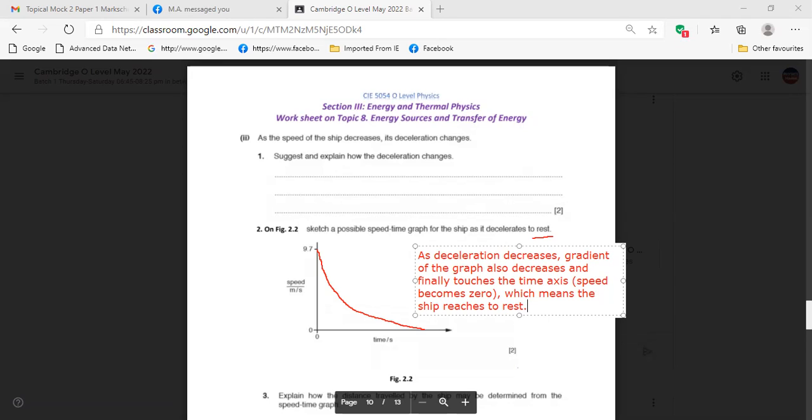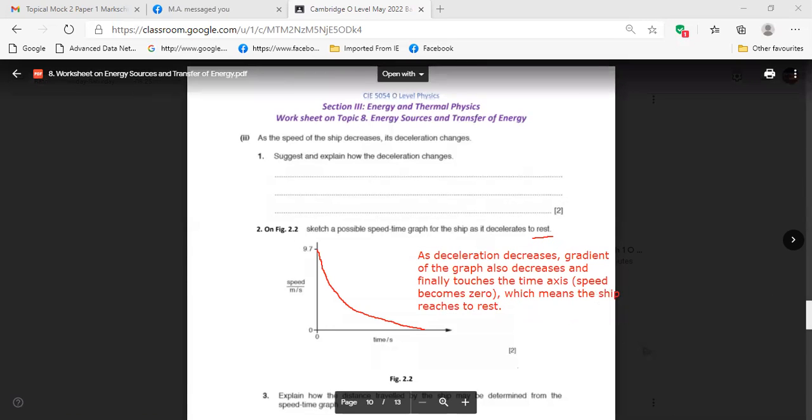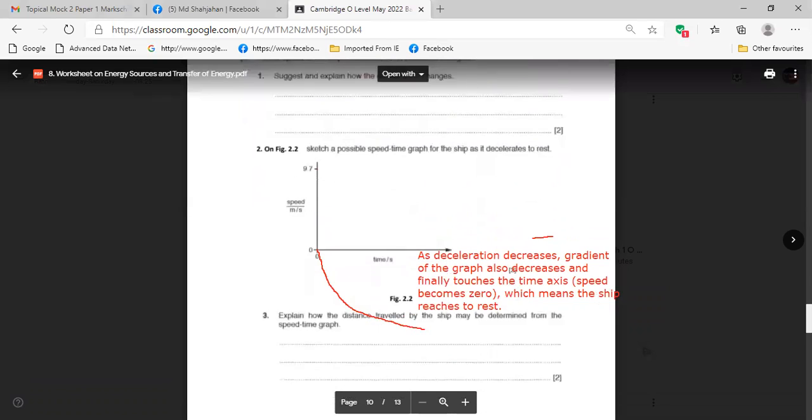Is it clear? So this note you preserve for your understanding. It's not necessary to give it in the exam. Just drawing the graph is enough. So we are going to the next part.